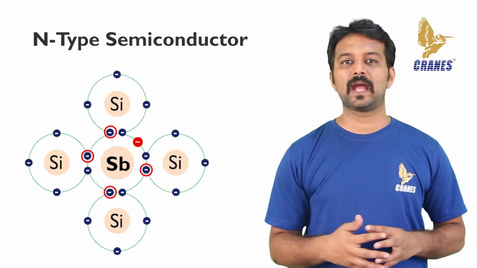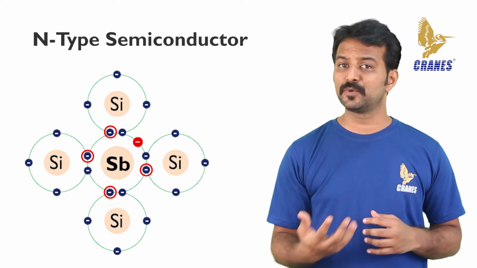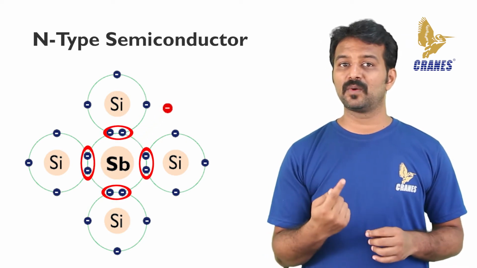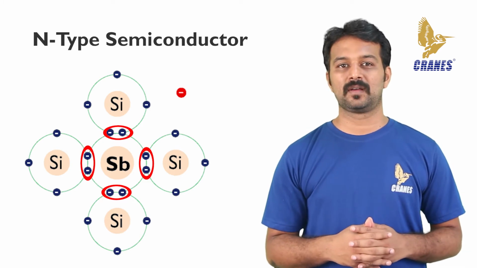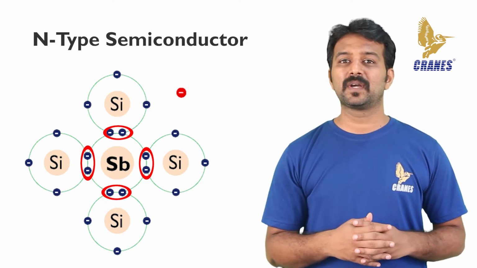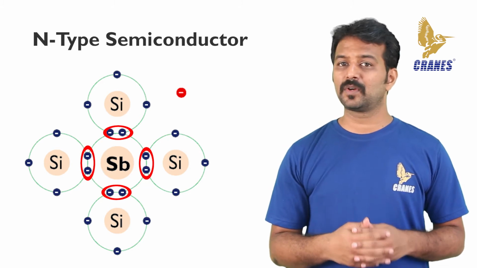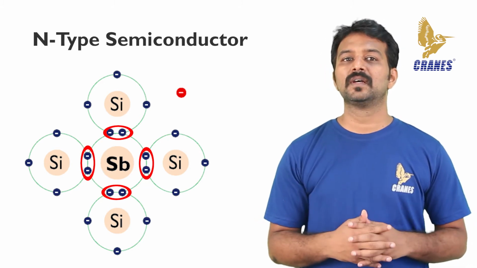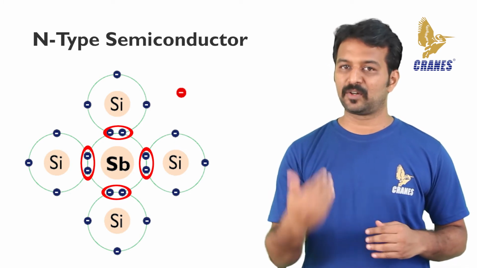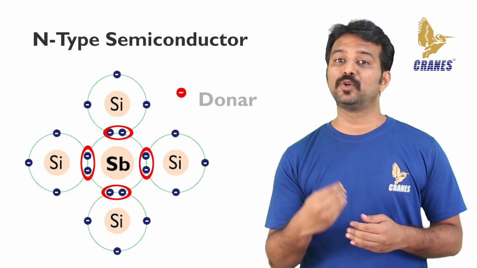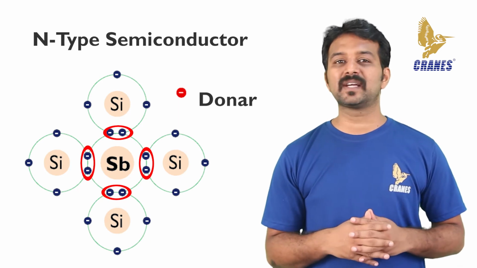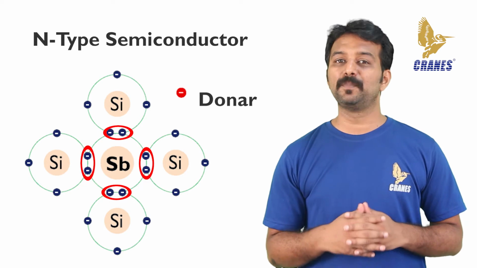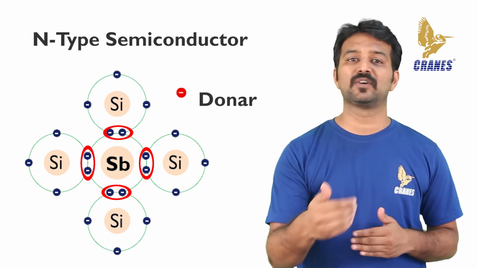4 of the antimony atom's valence electrons are used to form the covalent bonds with the silicon atoms, leaving 1 extra electron. This extra electron becomes a conduction electron because it is not involved in the bonding process. Because the pentavalent atom gives up an electron, it is often called a donor atom. The number of conduction electrons can be carefully controlled by the number of impurity atoms added to the silicon.